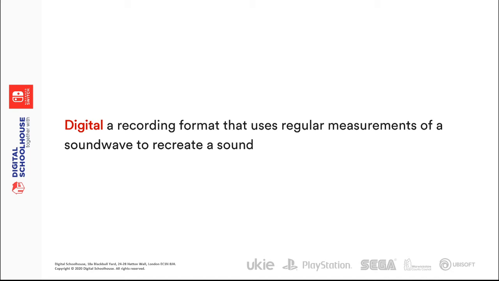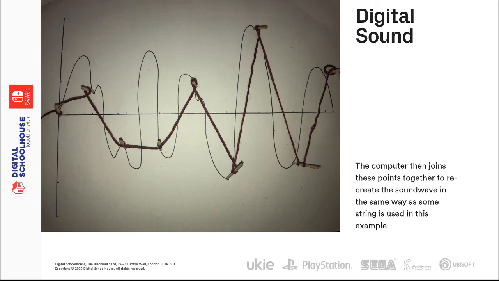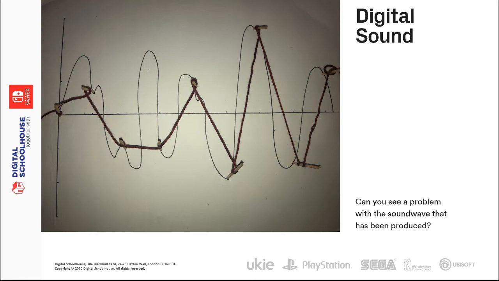And a sample is the measurement of the height or the amplitude of a sound wave. And you can see that being represented here by the pegs, which are representing the different measurements of the amplitude of the sound wave. But can you see a problem with the sound wave that I've produced here? The wave that's been recreated from the measurements isn't very accurate. So how could we make the recreated sound wave more accurate?